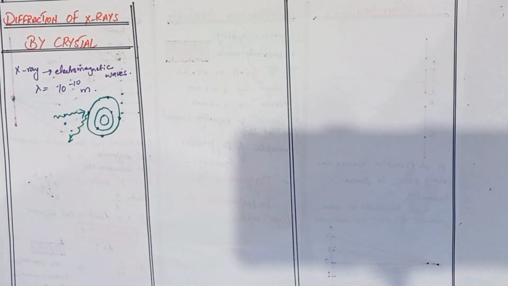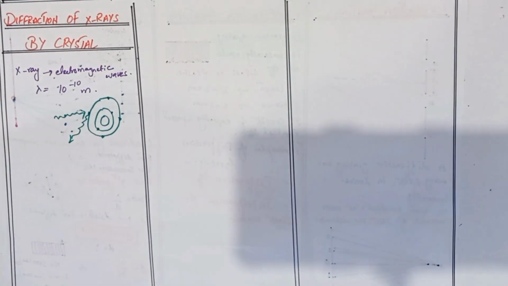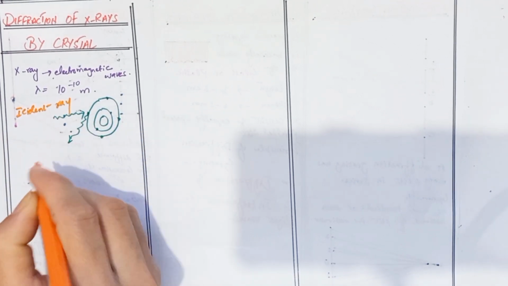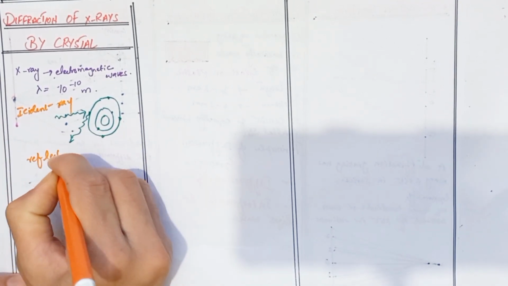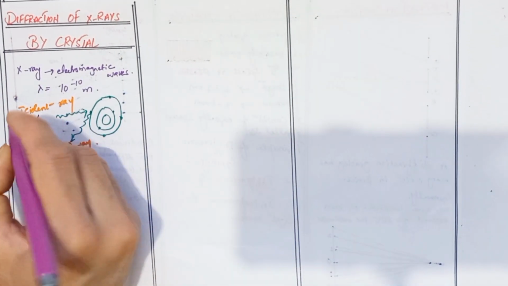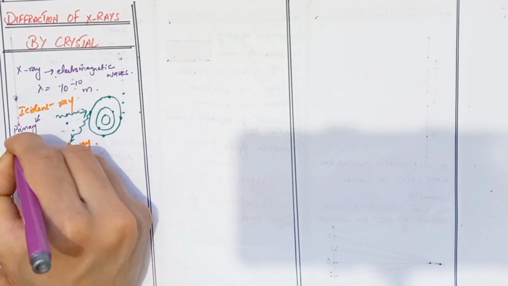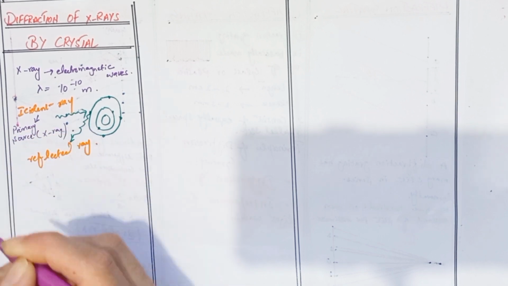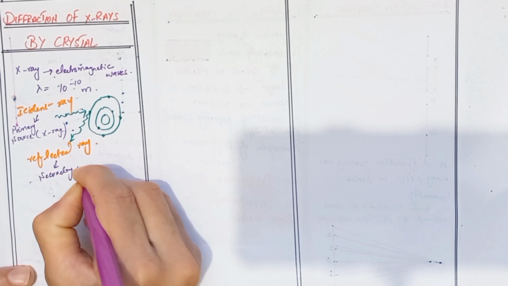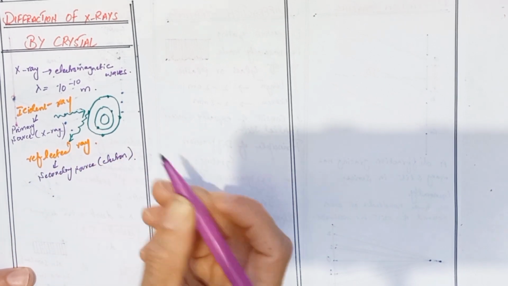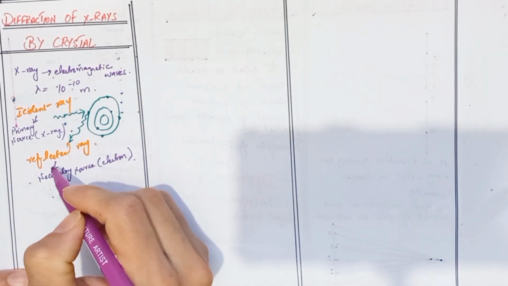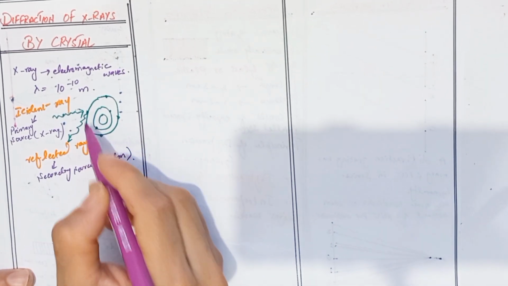So here we write this incident ray, and this is the reflected ray. This incident ray is known as the primary source, that is the X-ray, and this reflected ray is the secondary source, that is the electron. When the X-ray is incident on this electron, the electron absorbs this X-ray and emits the reflected ray, which has the electron as its source.